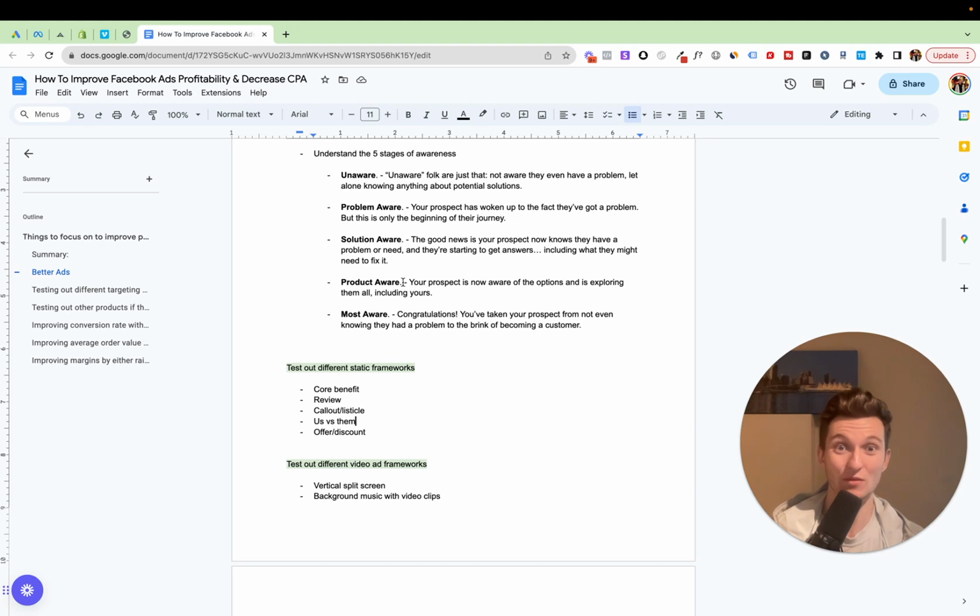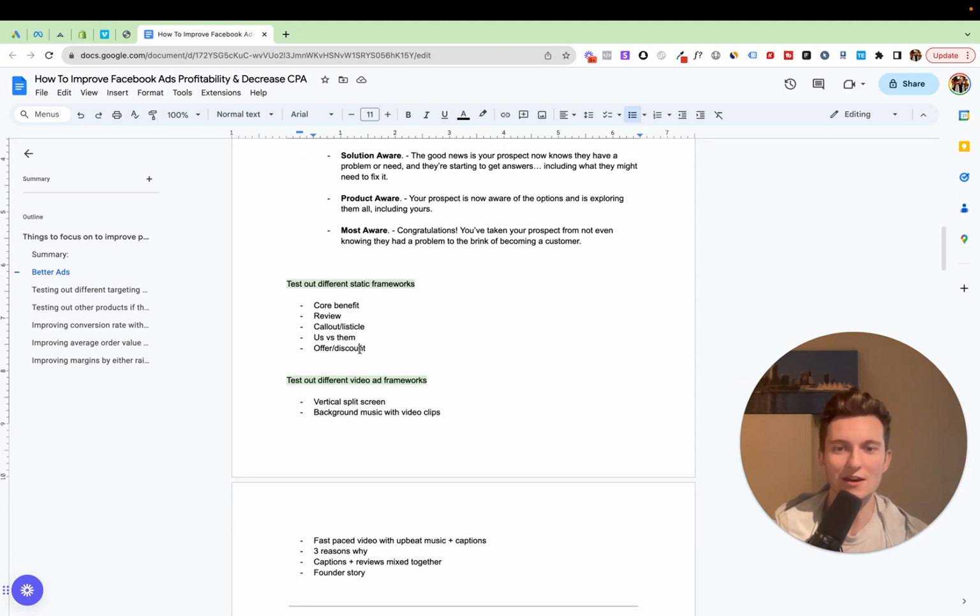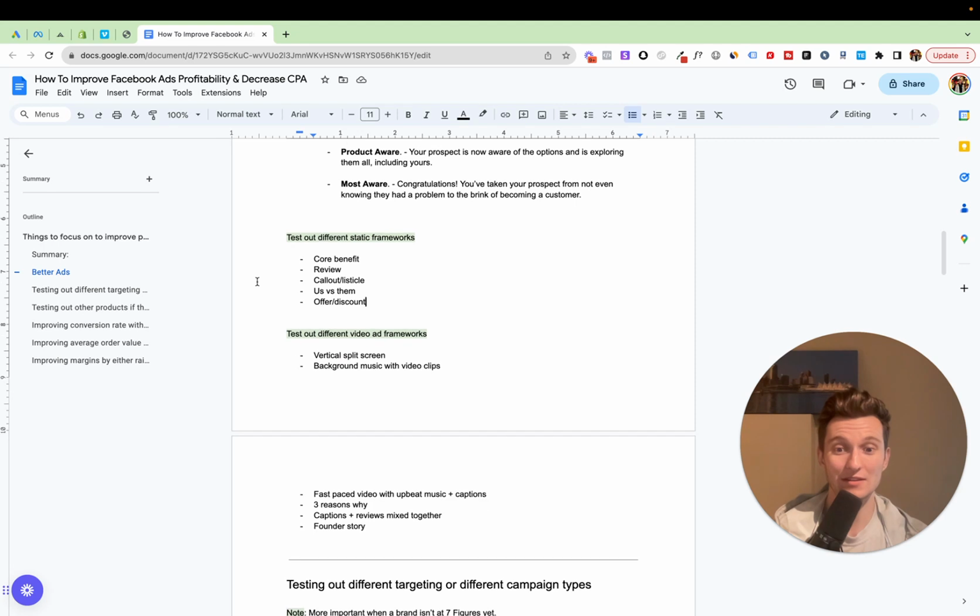So there's more of the higher stages of awareness. They basically just aren't product aware. They aren't even aware of the product, so you can also position it that way. Next, an offer or discount. This is your classic ad that you see, having a main offer or a discount, etc.